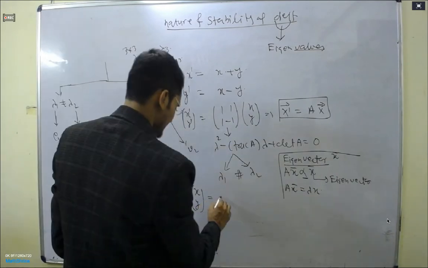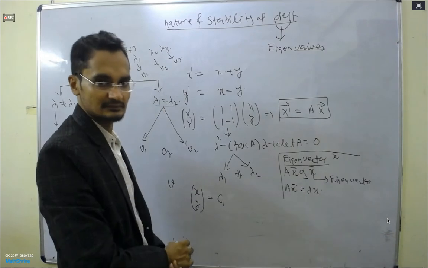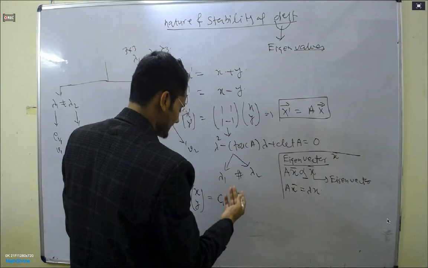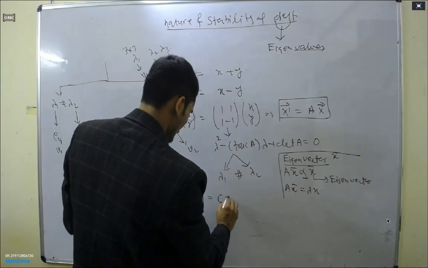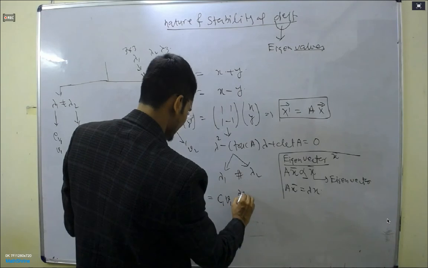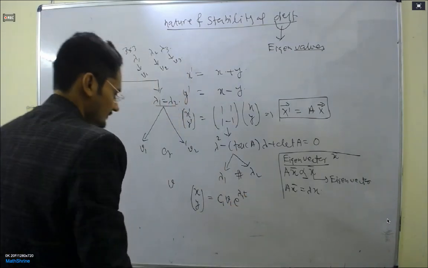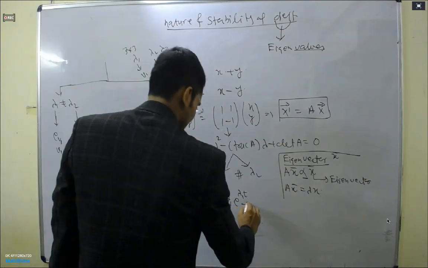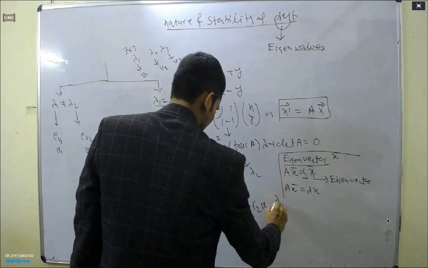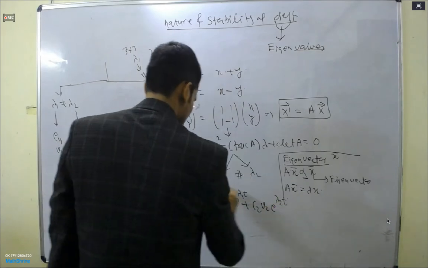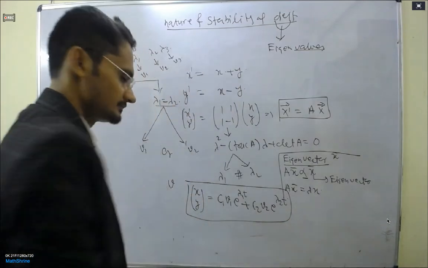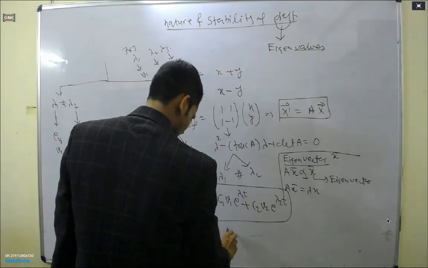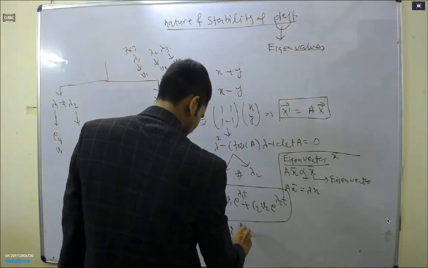Or if you want to write it the other way around, V1 e power lambda 1 t will be a solution. So one solution will be this, and another solution will be V2 e power lambda 2 t. Both will be independent. All right. So let us calculate it from here and find out. We can solve one problem based on it.